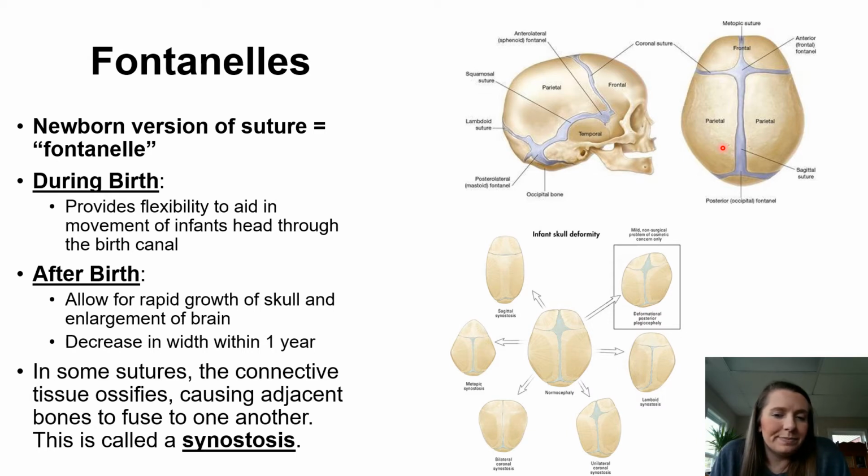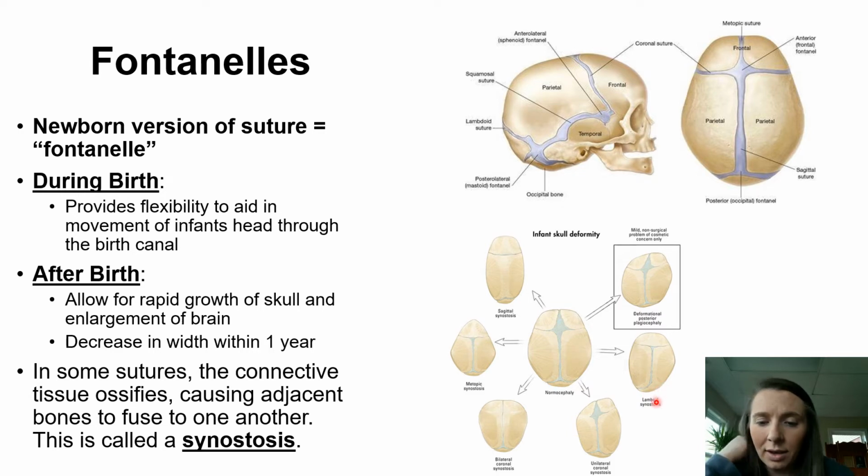Now, sometimes what can happen if there is a deformity going on, in some sutures the connective tissue actually ossifies, and that causes bones that are sitting next to each other to fuse together. And this is called a synostosis, and there are a few different types of synostoses that you can see listed here. So a lambdoid synostosis, you can see, we know our other side of the lambdoid suture is supposed to be over here on the posterior right side, but it's not there because these two bones have fused together.